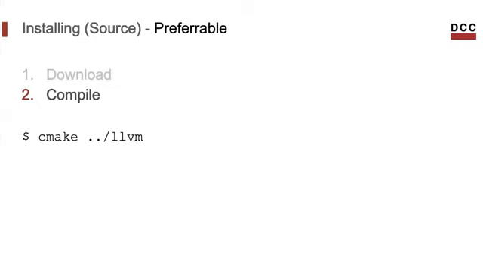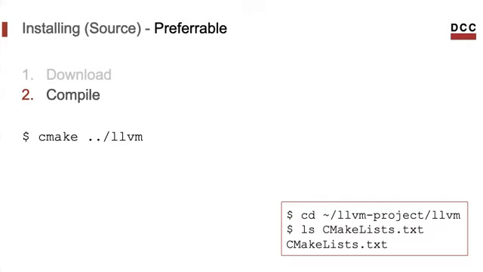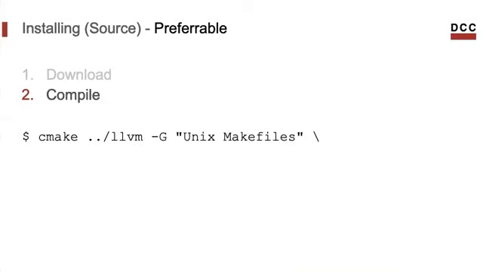Today, LLVM uses CMake to manage the build process. CMake requires a special file called CMakeLists.txt. This file is in the LLVM folder, which is one level down our build directory. So that's why we need to specify this path when we type the cmake command. And we can pass many more options to cmake. For instance, here I'm specifying that I want to build LLVM using a makefile. Another option would be to use Ninja or Xcode, for instance.